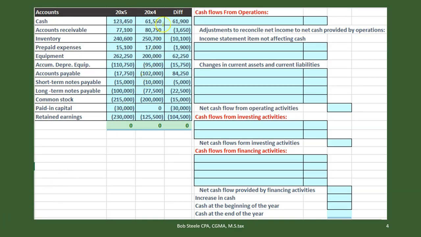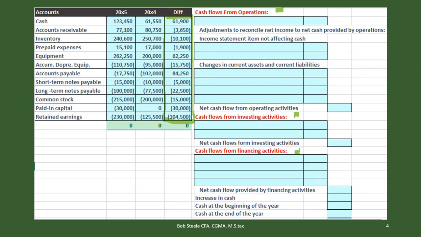Now, once we have this, we're going to take these numbers and find a home for them. We have a basic statement of cash flows on the right-hand side, just an outline of it. The major piece of the outline you want to take a look at is we have the cash flows from operations, the cash flows from investing, and the cash flows from financing. Those are the three factors of the statement of cash flows. You want to memorize those.